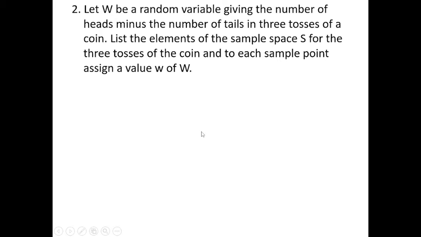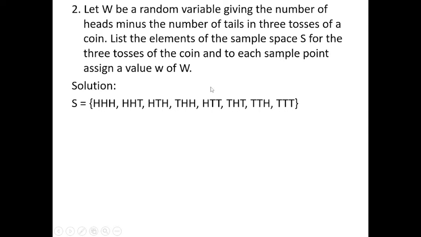Okay, let's analyze. So we have 3 tosses of a coin. So list down the elements of the sample space. So here are the elements of the sample space. Okay? So 3 tosses of a coin. List down the elements of the sample space S. So head, head, head, head, head, tail, head, and so forth and so on. Hanggang tail, tail, tail. And then, ano pa dito sinabi niya? And to each sample point, assign a value w of W.